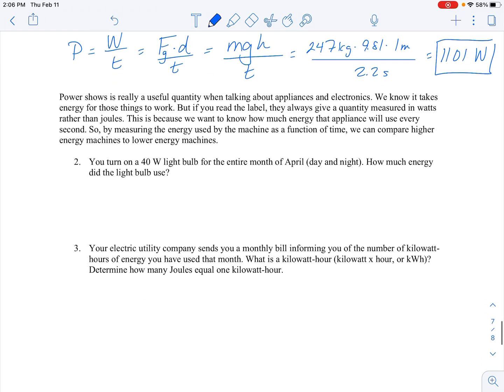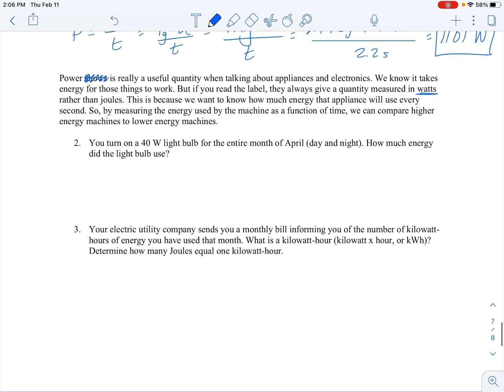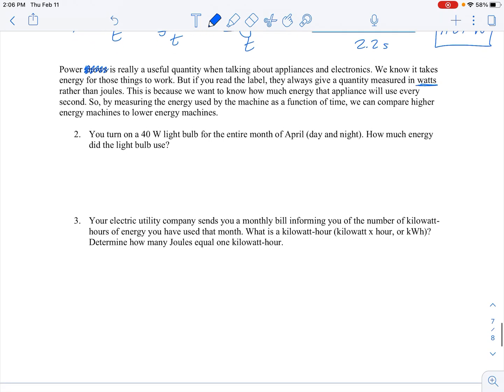Power is a really useful quantity when talking about appliances and electronics. We know it takes energy for those things to do work. When you read the label, they always give a quantity measured in watts rather than joules. This is because we want to know how much energy that appliance will use every second. So by measuring the energy used by the machine as a function of time, we can compare higher energy machines to lower energy machines. So let's do some examples here.